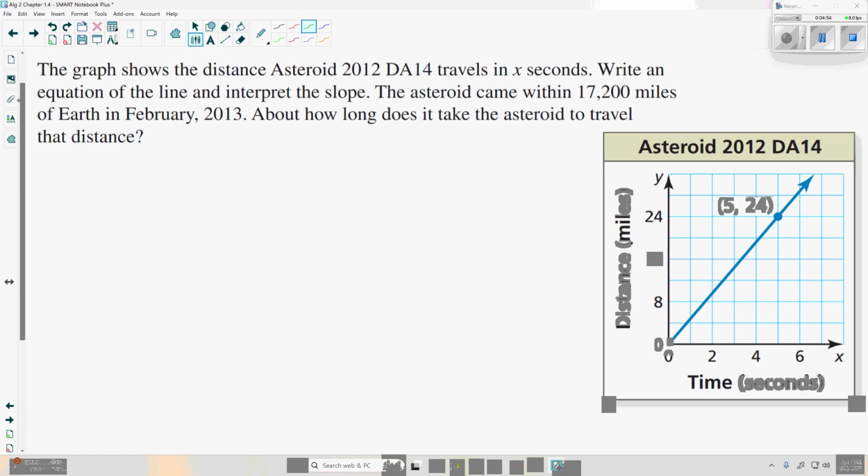All right. The graph shows the distance asteroid 2012 DA14 travels in x seconds. Write an equation of a line and interpret the slope. The asteroid came within 17,200 miles of Earth in February 2013. About how long does it take the asteroid to travel that distance?